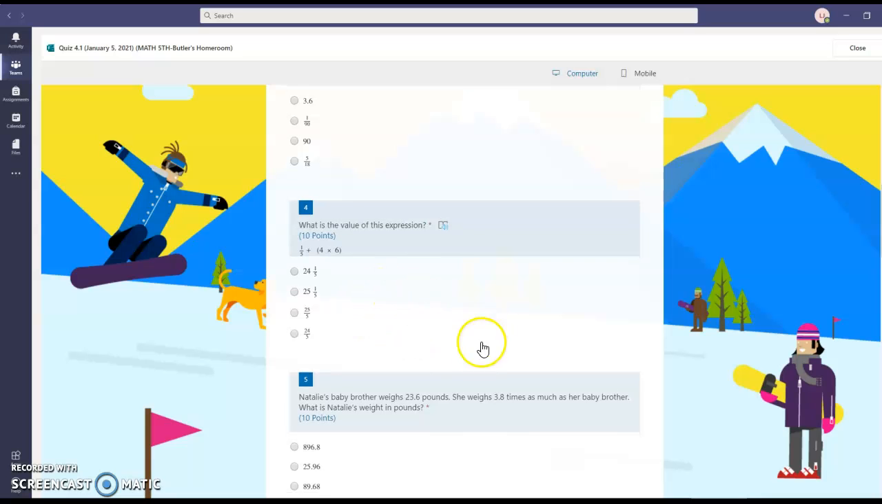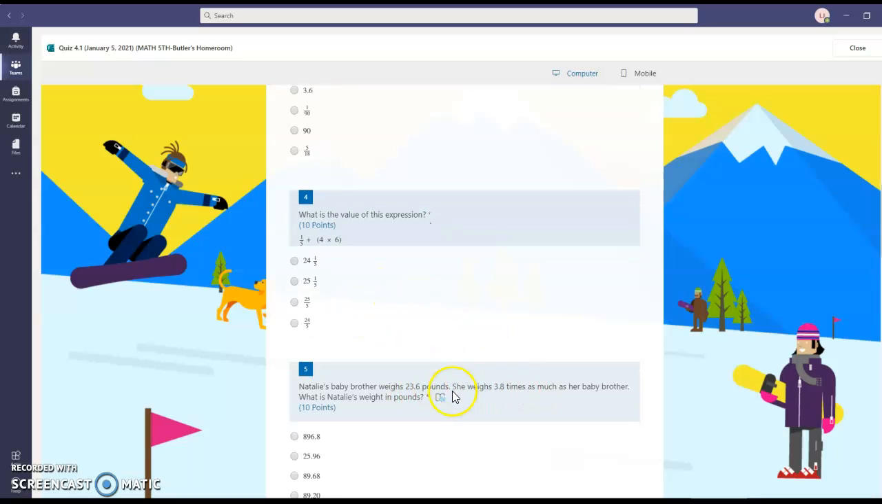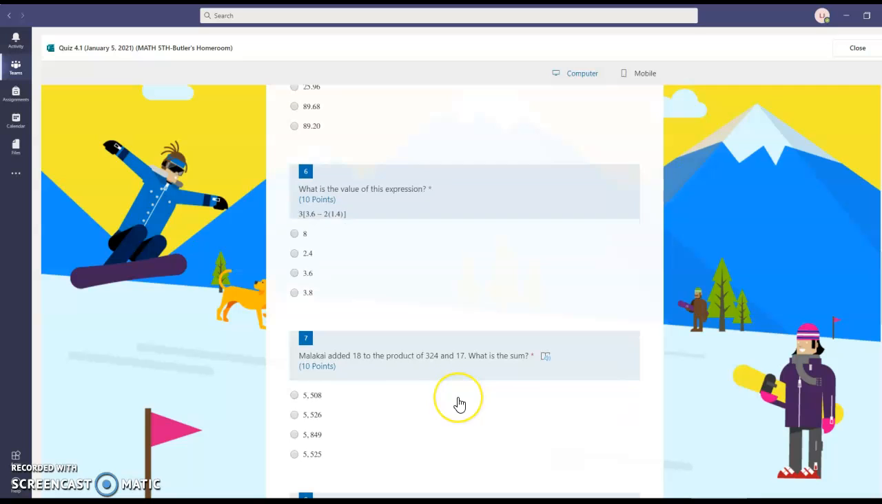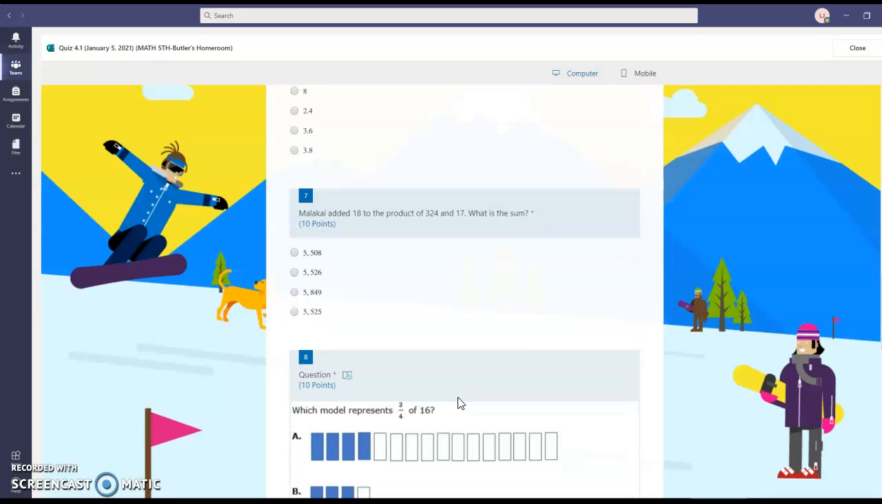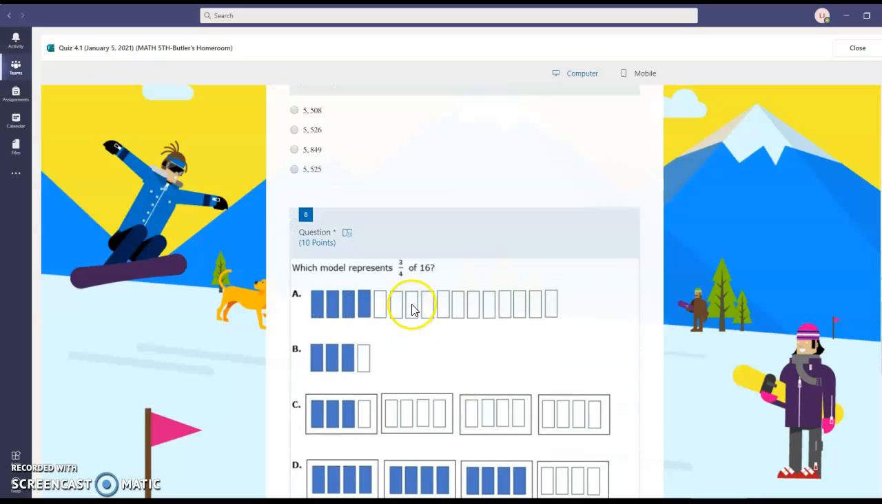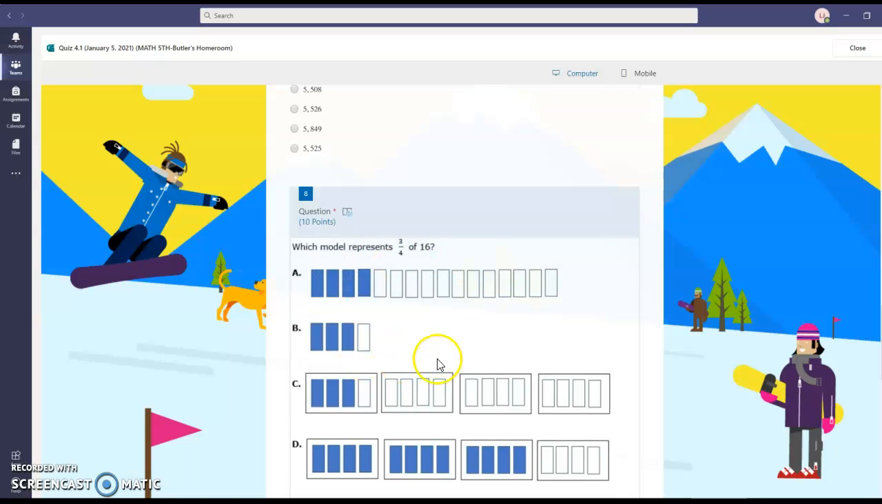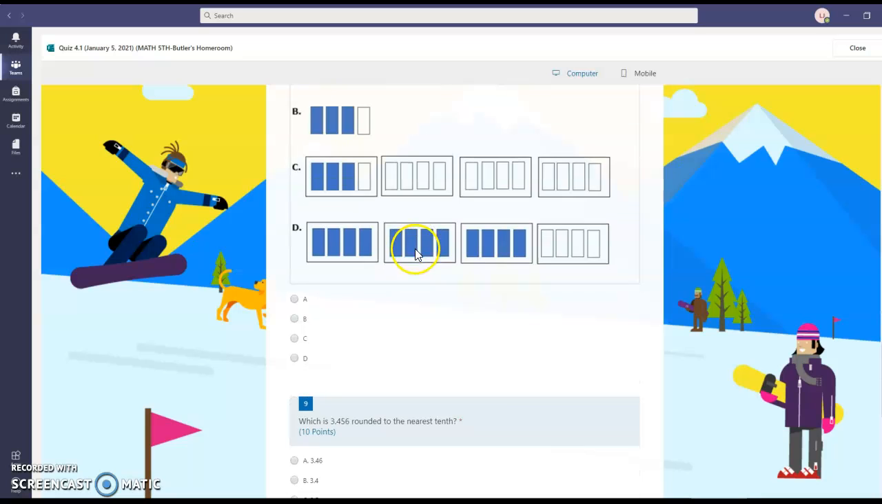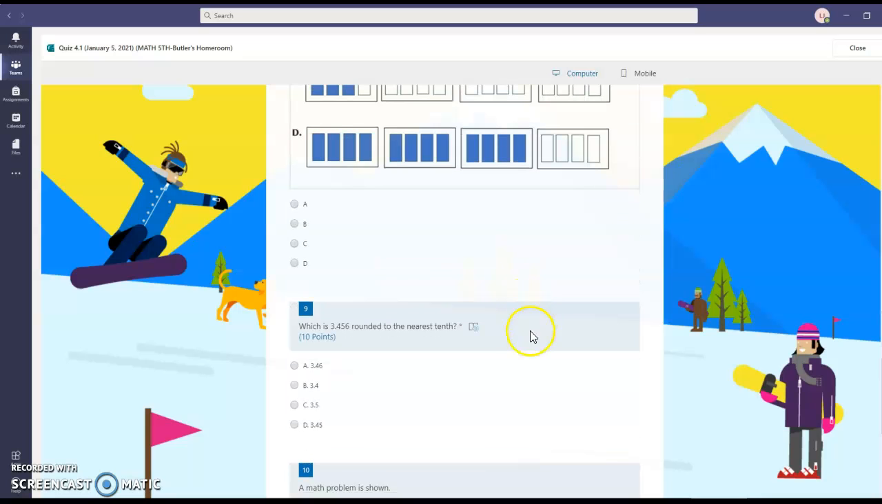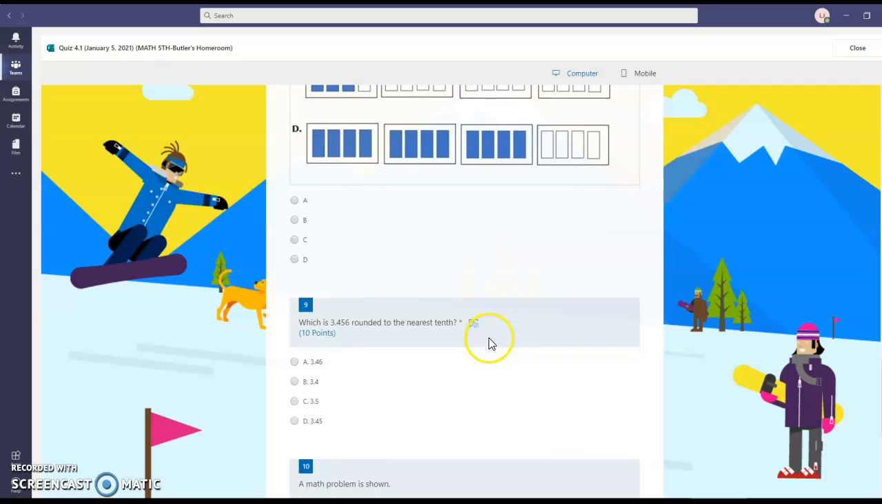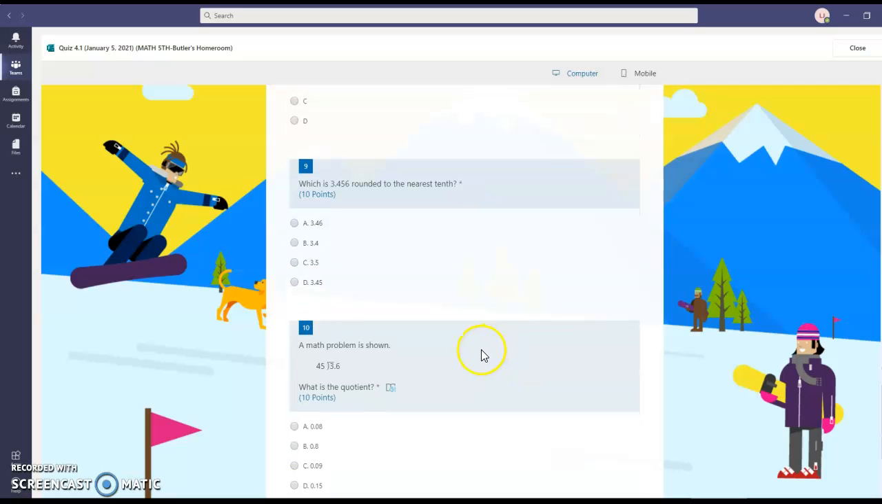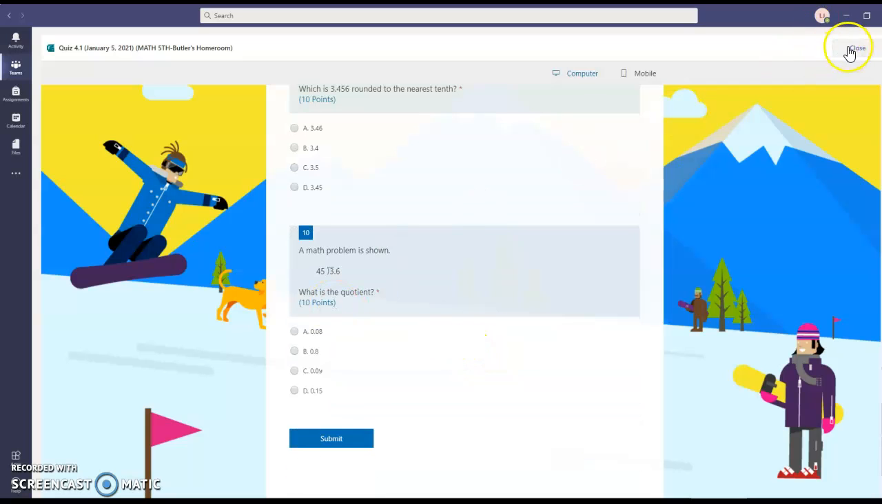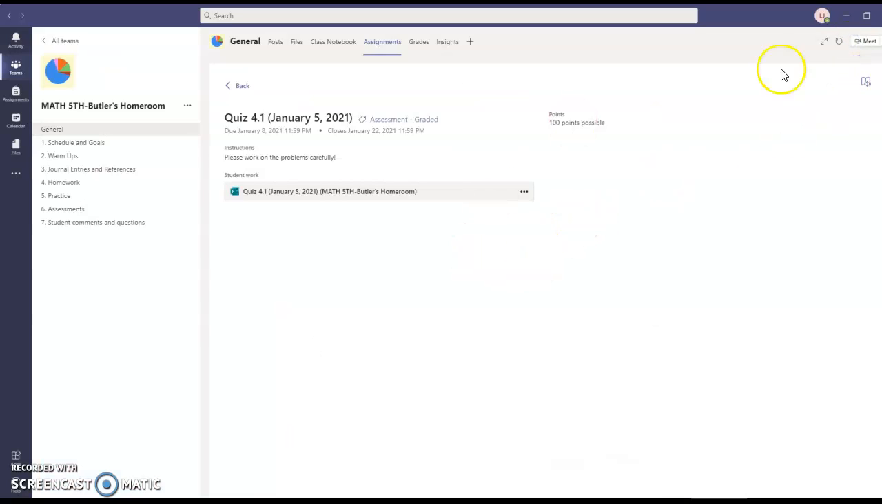This shouldn't be hard. We've done this so many times, so it shouldn't be a problem. What is 3/4 of 16? You know 3/4 of 16 is 3/4 times 16. Which one is that? What's that rounded to the nearest tenth? Oh my goodness, Miss J is giving you an easy quiz. Okay, so that's the quiz.